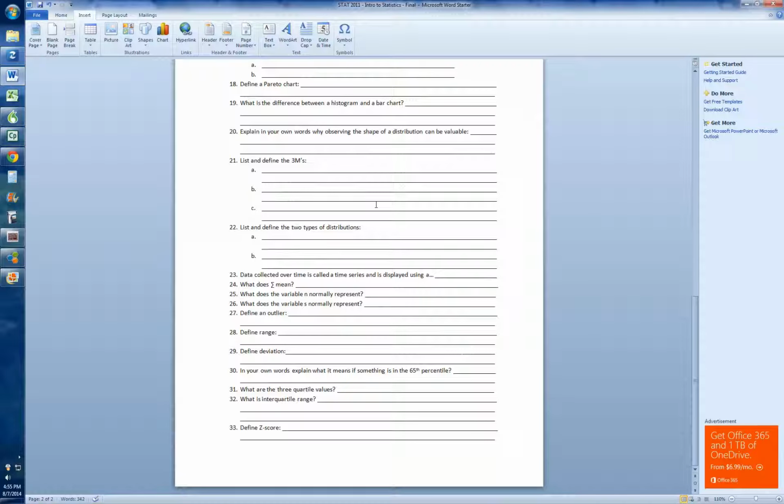All right. Number 33, define z-score. Z-score is the standard deviation score, or the standard deviation number, however you want to say that, from the mean. So whatever something's z-score is how many standard deviations it is from the mean. So if 1.5 is its z-score, that means it's 1.5 standard deviations from the mean. So the z-score is the number of standard deviations that an observation is from the mean.